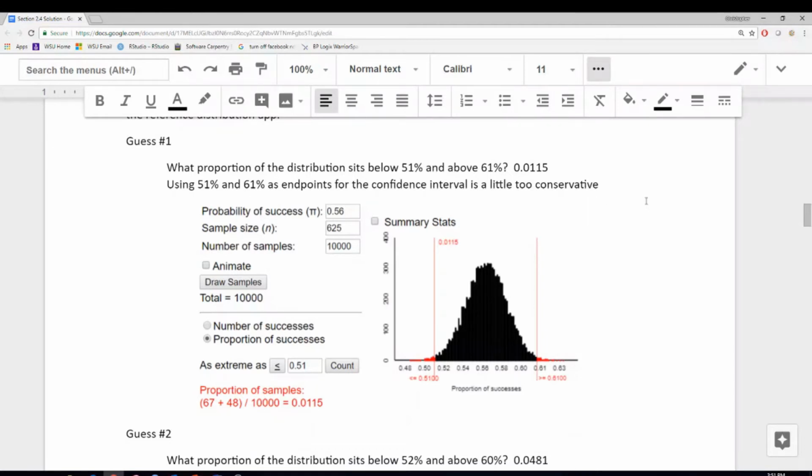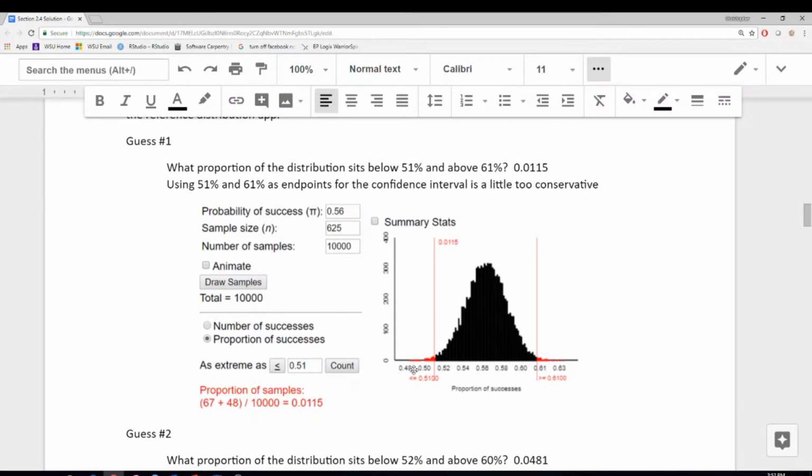So let's go ahead and consider just a first guess here at the endpoints of our confidence interval. In the "as extreme as" box, I'm going to make an initial guess at the number that separates the unlikely from the likely outcomes. I'm going to be on the edge of the distribution again, and it looks like I put 51% here. When I put 51% here, the proportion of samples that are as extreme or more extreme than 51% in this reference distribution is about 1%.